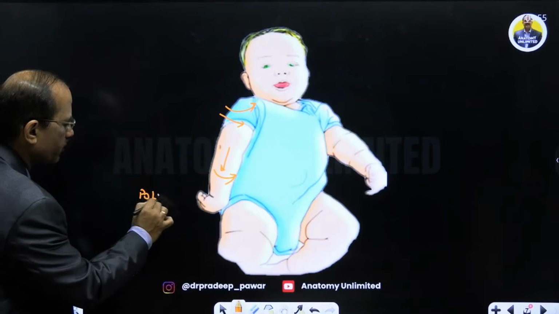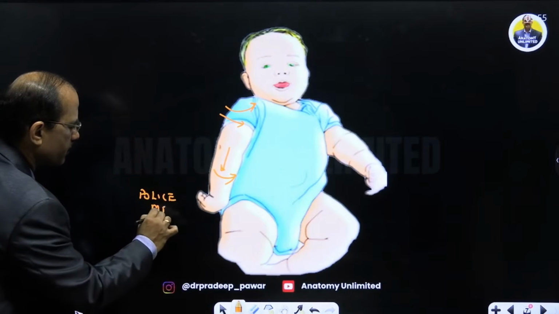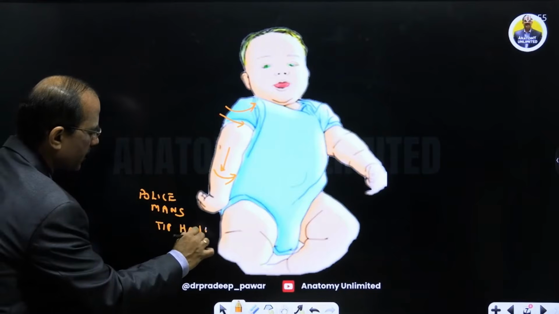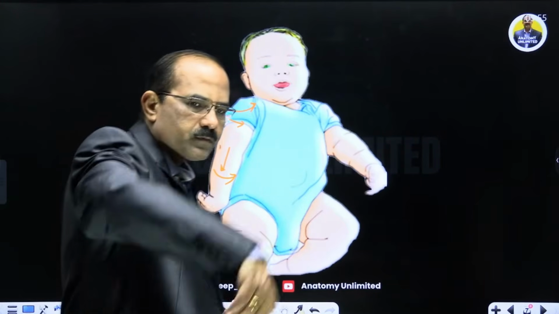This is what we call as the policeman's tip hand. ऐसे होता है, ऐसे policeman's tip hand. ठीक है? Understanding this? So clear है बच्चों?